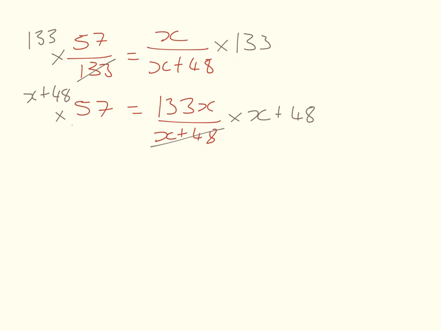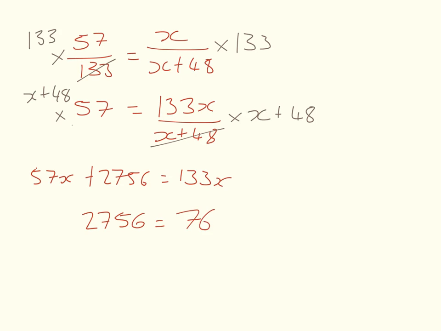So that will give me 57x. Come on, Mr. Perkins, use the right colours. Here we go. 57x plus, it'll be 2,756 equals 133x now. Now I need to minus 57x off that, so I'm left with just a number here. That will be 2756 equals 76x. What I've done there, guys, is I've minused 57x off that, and I'm left with 76.